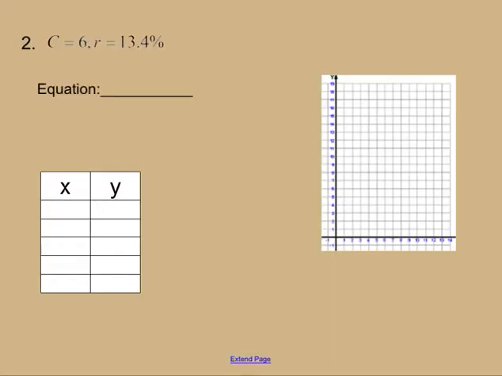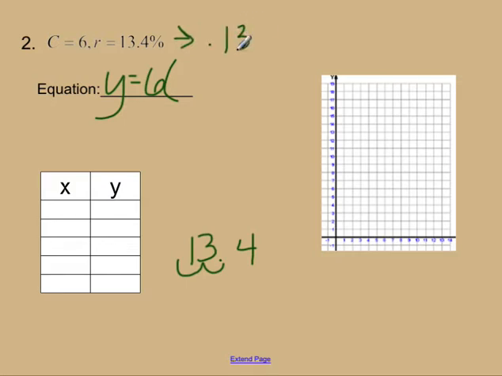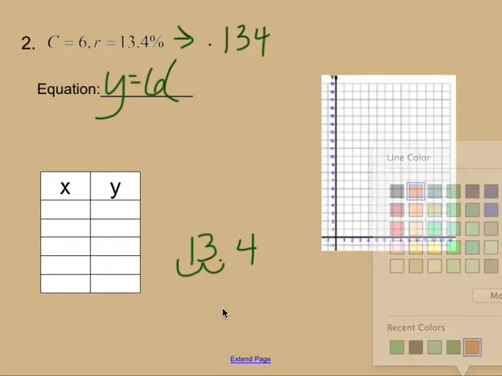So for this one, our c is equal to 6. So we have y is equal to 6, and then we have 13.4%. Well, whenever I see that percent sign, I know I need to convert it into the decimal. So the decimal of 13.4% is 0.134. Now remember that in our original growth equation, we have to add 1 to that.